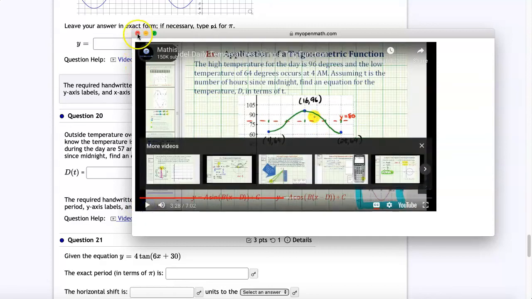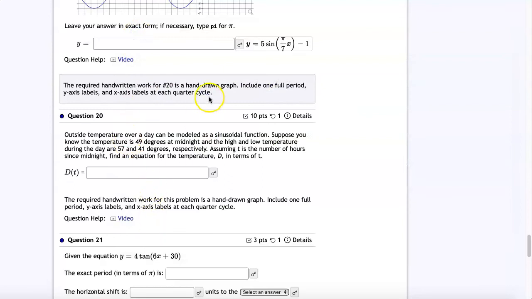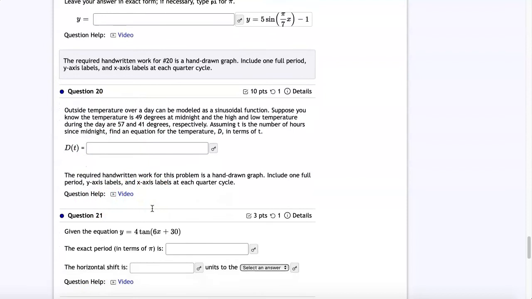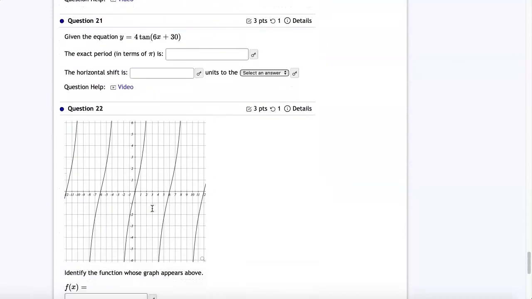You can see that he's going to walk through it nice and slowly for you. And he's actually going to graph it for you too. All that to say, follow that guy's video. That's going to give you one full period with the y-axis labels, the x-axis labels, everything that you need. This is what you should do. Follow this video.